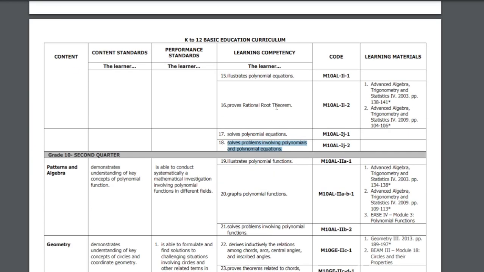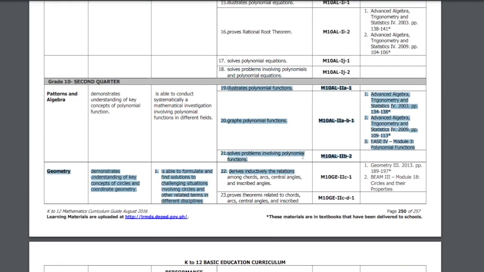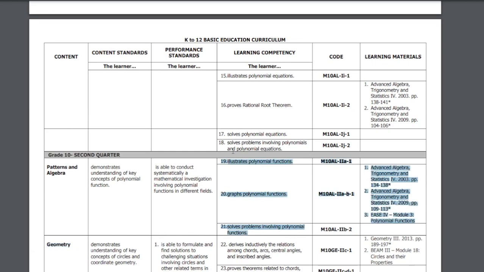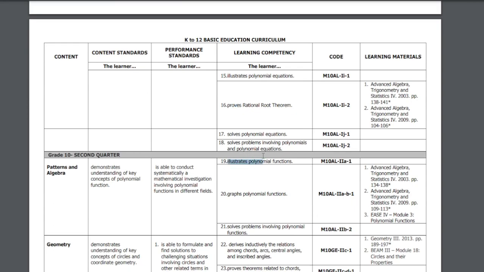Okay, now we move on to the second quarter. Second quarter will just have 3 competencies, maybe 3 topics for patterns in algebra before we jump into geometry. So this should have been in the first quarter, but maybe it's just a little bit too much now. So we're now going to illustrate polynomial functions, and we're going to graph those polynomial functions, and of course we're going to solve those polynomial functions. It's your 1, 2, 3 punch in mathematics. Illustrate, graph, and solve. And then we jump to geometry.